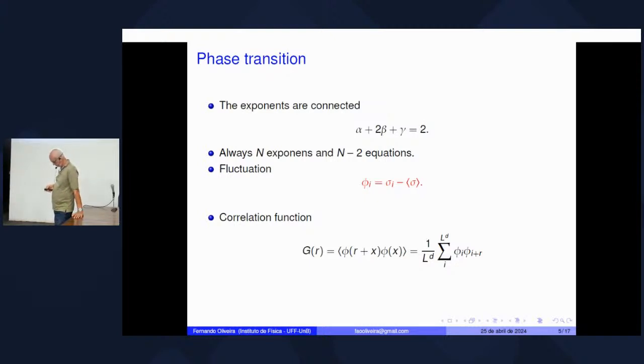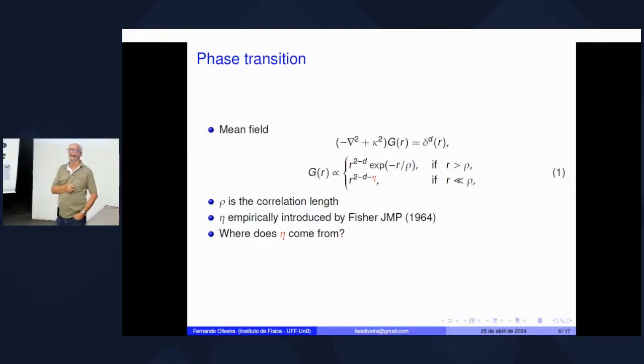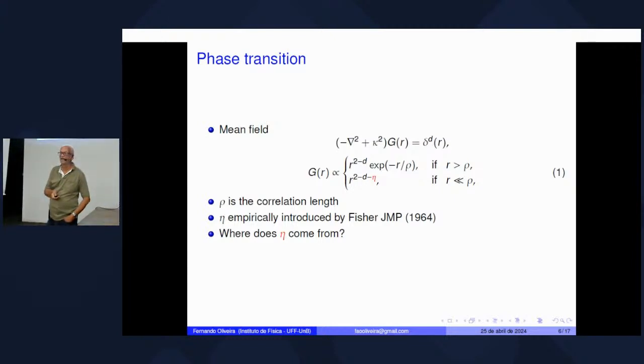Well, it's well known as well that near a phase transition, we can do an analysis of that, consider the long wave limit, and we get an equation like that, which we consider as the mean field equation, which is nabla squared plus kappa squared, where kappa is a constant, applied to the correlation function, and you get the delta function here.